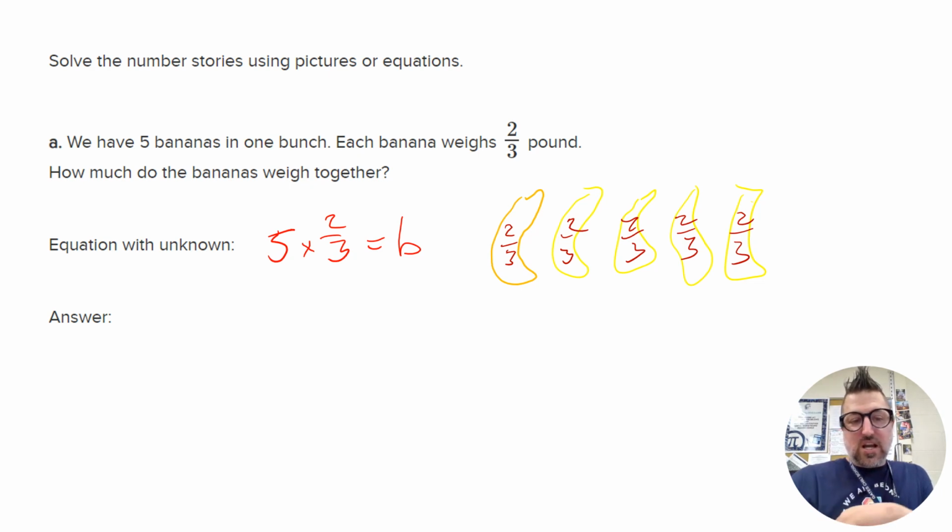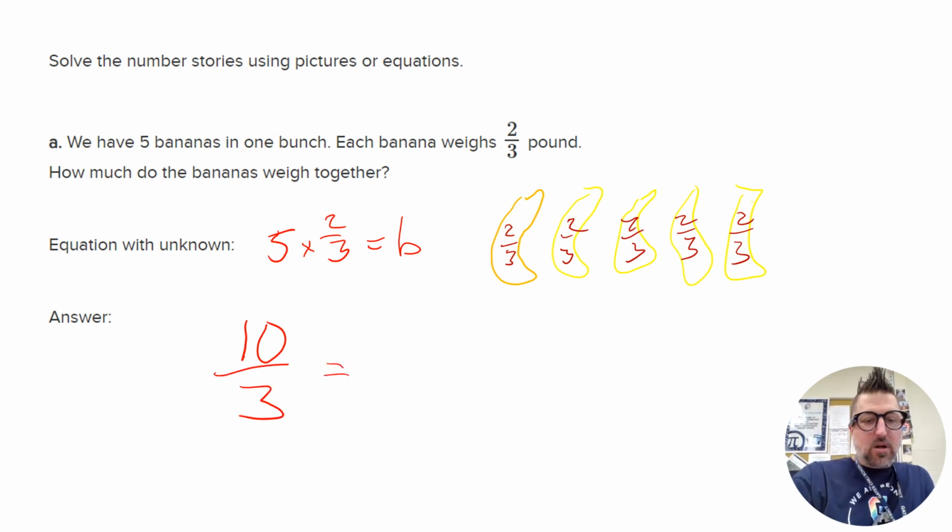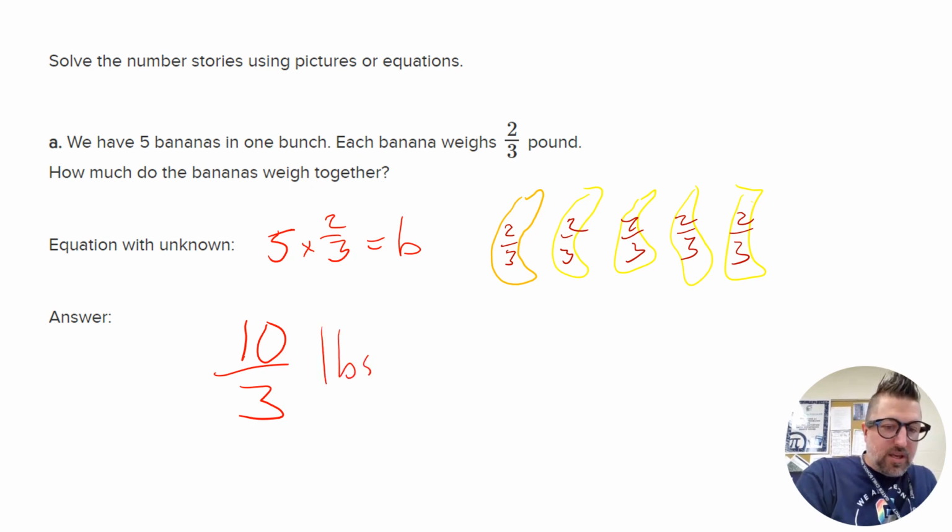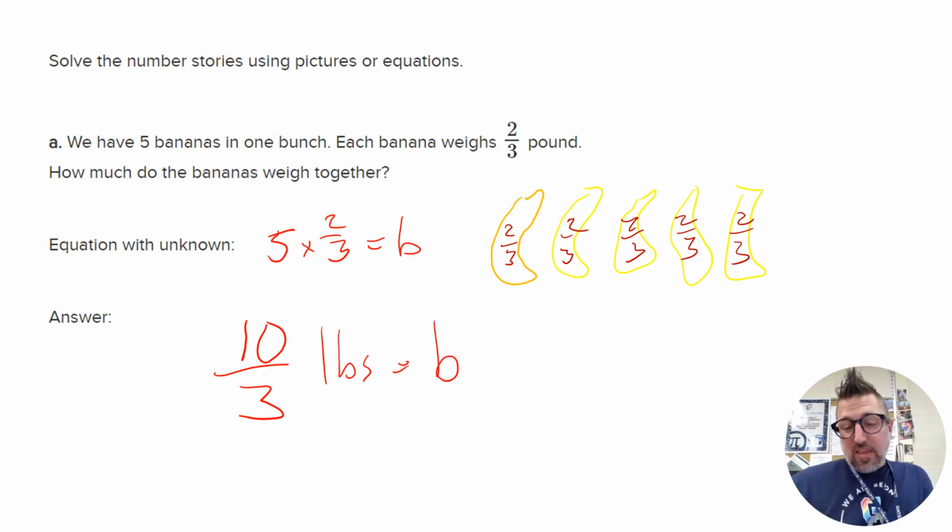When I do this, I know that I'm just multiplying the numerator. 5 times 2 is 10, so I have 10 thirds, 10/3 pounds, LBS, equals my bunch. If I didn't like that as an improper fraction, I could also convert it.